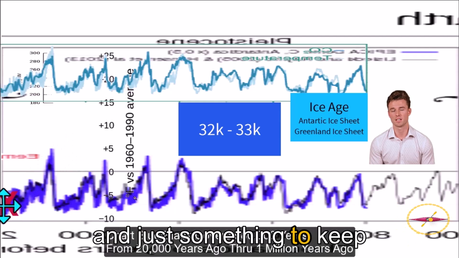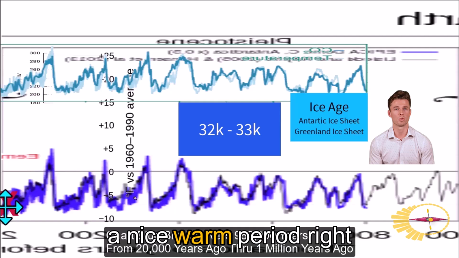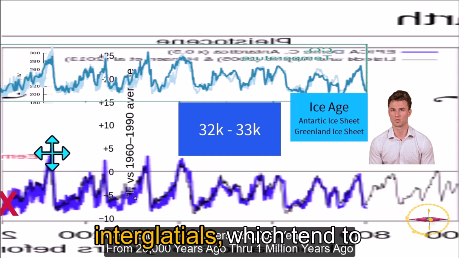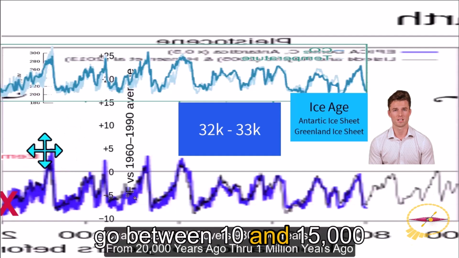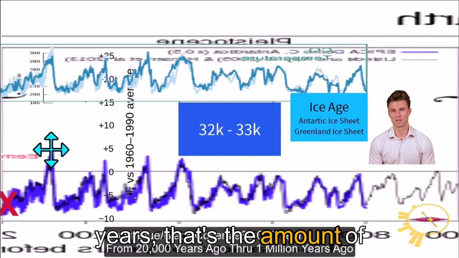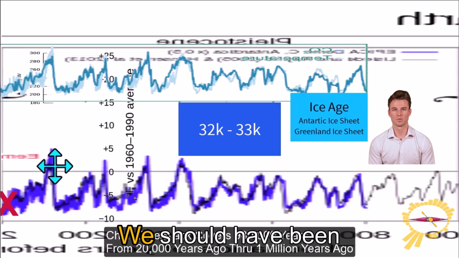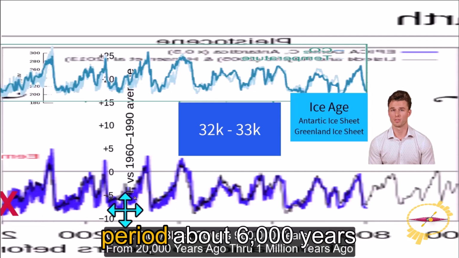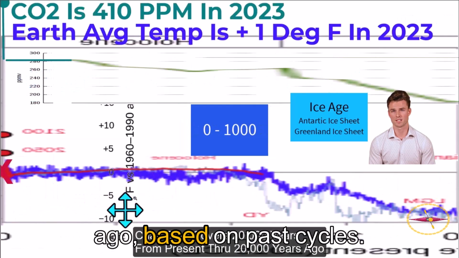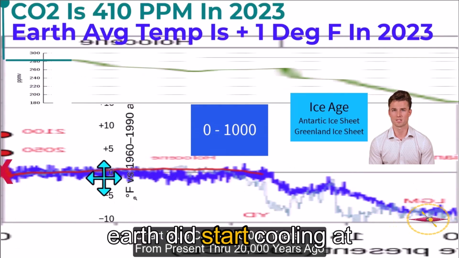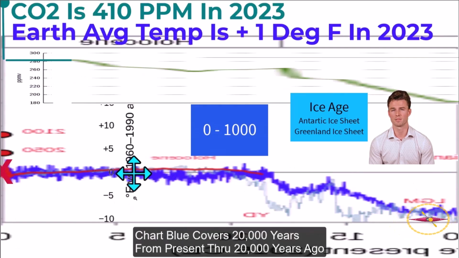And just something to keep in mind, we may be living in a nice warm period right now. It was estimated, if you look at this cycle and the duration of these interglacials, which tend to go between 10 and 15,000 years, that's the amount of time when the interglacial periods last and it's warm. We should have been entering our next cooling period about 6,000 years ago based on past cycles. And as a matter of fact, the Earth did start cooling at that point in time.